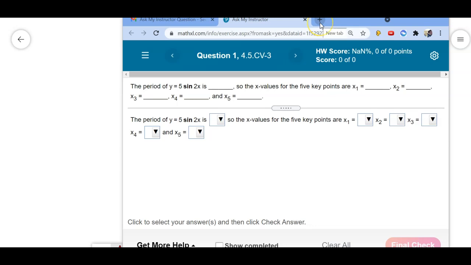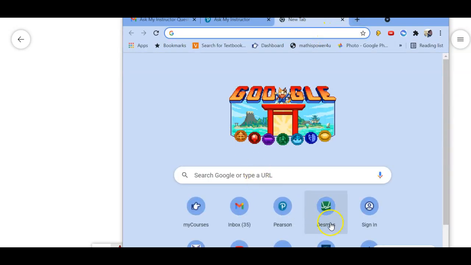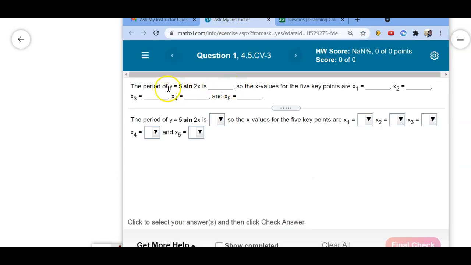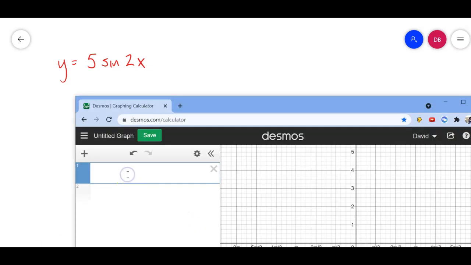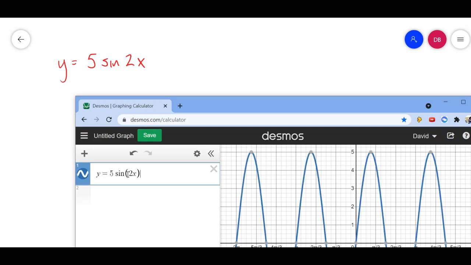We're graphing sines and cosines now, so I'm going to go to Desmos real quick. Desmos is a big help in this section. We've got y equals 5 sine 2x, and what we're being asked to do is come up with the key points, those basically like quadrant points from the unit circle, for this function. So y equals 5 sine of 2x.